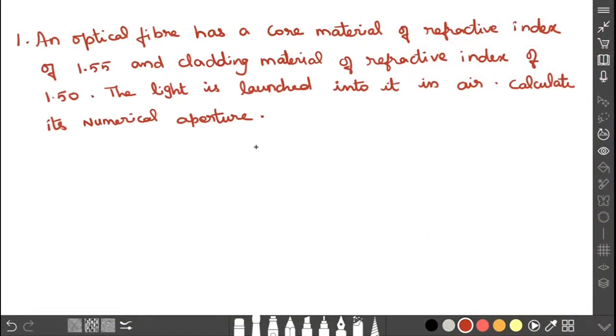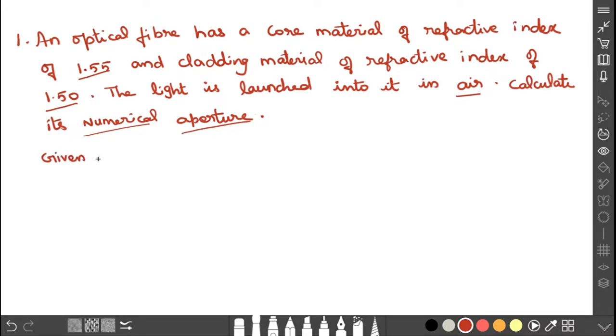Now I am going to explain some numerical problems in the optical fiber chapter. The first problem: an optical fiber has a core material of refractive index 1.55 and a cladding material of refractive index 1.50. The light is launched into it in air medium. Calculate its numerical aperture. So what is the given data?